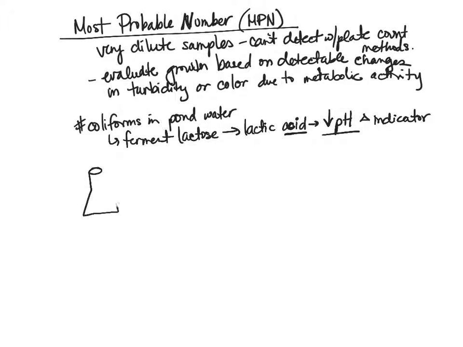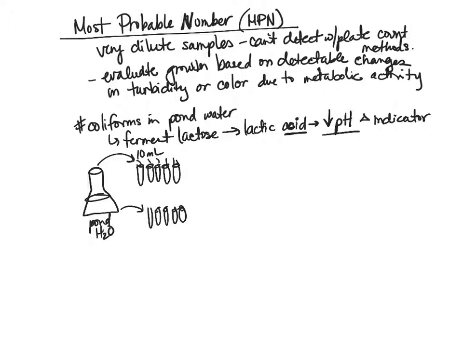So for example, if we start with our flask again, with our sample, this is our pond water, then we can do dilutions, but not serial dilutions the way we did it before. Instead, we'll have several test tubes. I think the text uses five test tubes. We'll add 10 milliliters of the pond water to each of these test tubes. Then we'll have another set of test tubes, and in these we'll add 1 milliliter of the pond water in each of them. And then our last set of test tubes, we're going to add 0.1 milliliters of the pond water. So the idea is we can add 10 milliliters, 1 milliliter, and 0.1 milliliter to this solution.